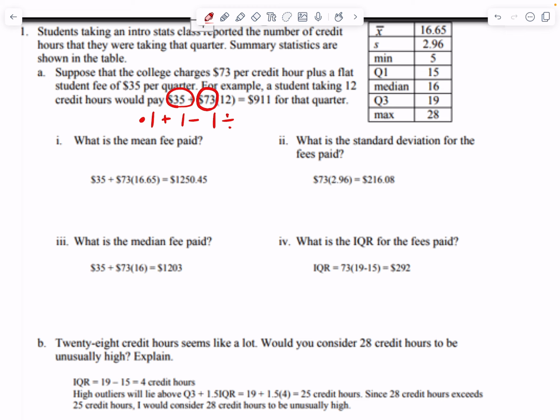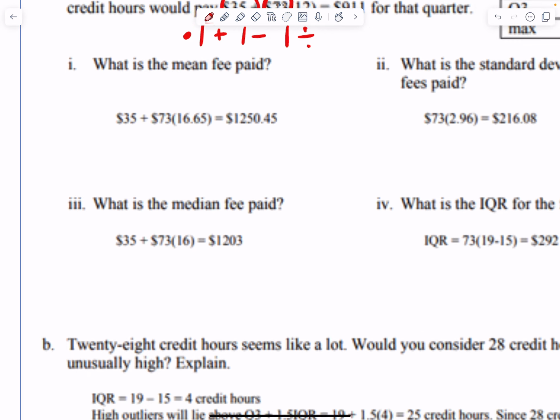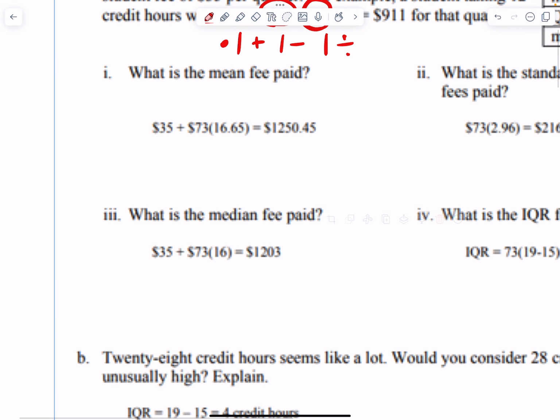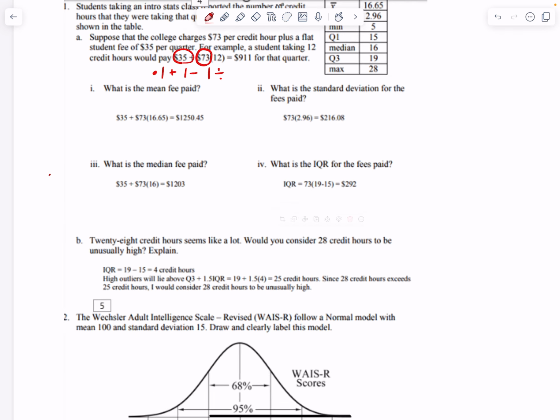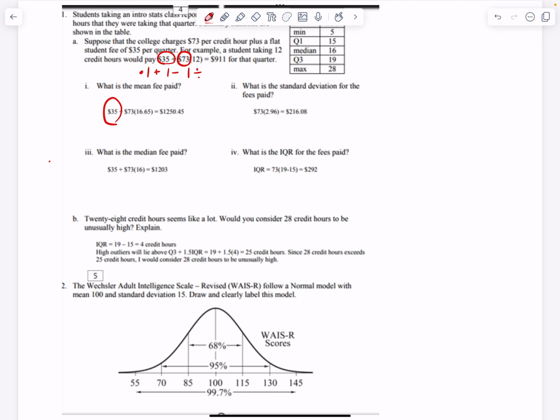So the mean is going to receive both. That's why I'm adding 35, and then I'm also multiplying by 73, excuse me. Adding 35 and multiplying by 73 to get $1,250.45. If you were scoring this, you would have your work, the answer, and then you put a dollar sign.